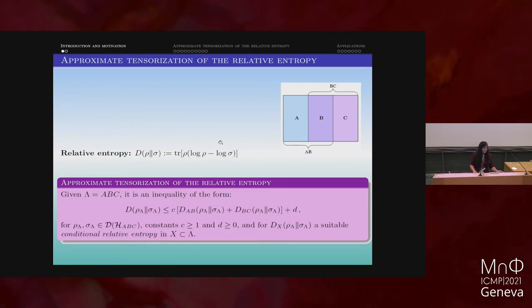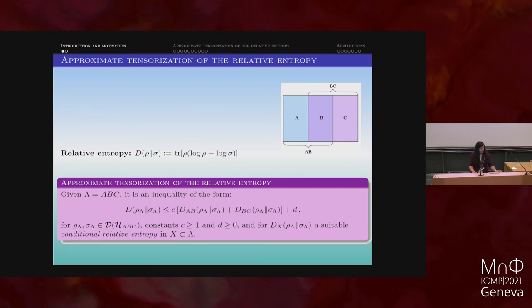And by a result of approximate tensorization of relative entropy, I mean an inequality of this form. So essentially an upper bound for the relative entropy between the two states in a tripartite system ABC in terms of the sum of two conditional relative entropies in two subsystems. In this case, we take one subsystem AB and another subsystem BC, with some constants, some error terms given by this C and this D here. In general, C is going to be larger than or equal to 1, and D is going to be larger than or equal to 0.